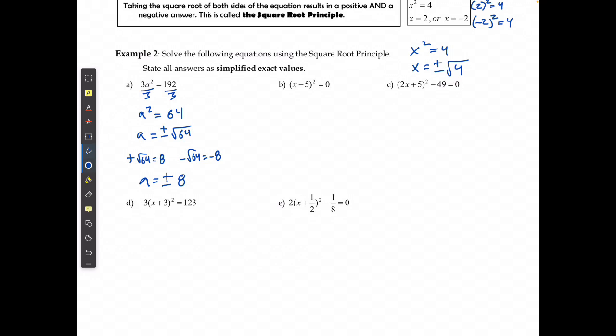For example B, if I have x minus 5 squared is equal to 0, when I take the square root of both sides, x minus 5 is going to equal the positive or negative square root of 0. The positive square root of 0 is 0. The negative square root of 0 is still 0. So this would just be x minus 5 is equal to 0, or x would equal 5 in this case.